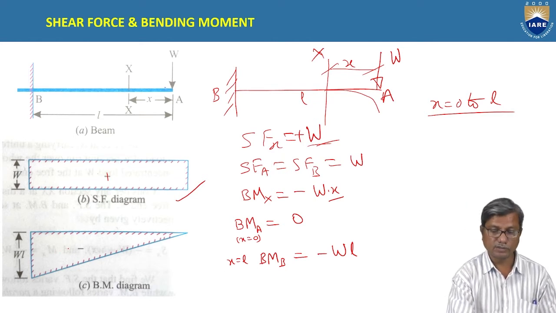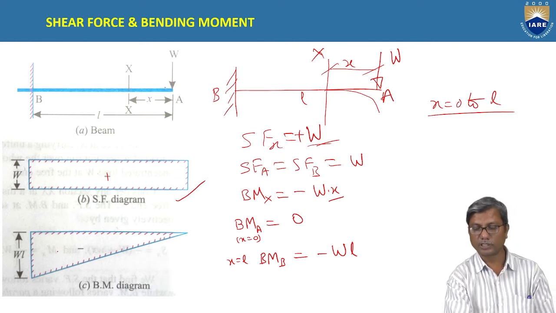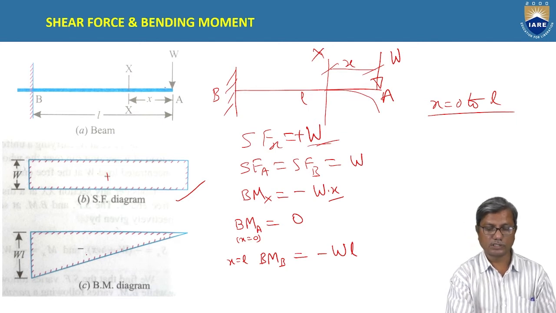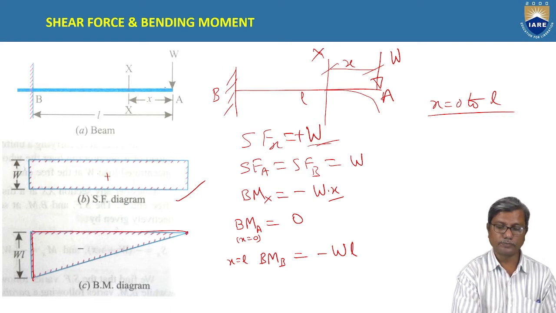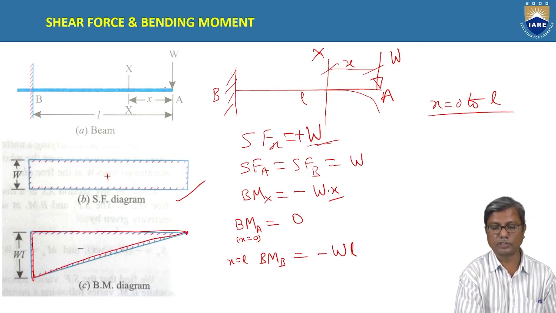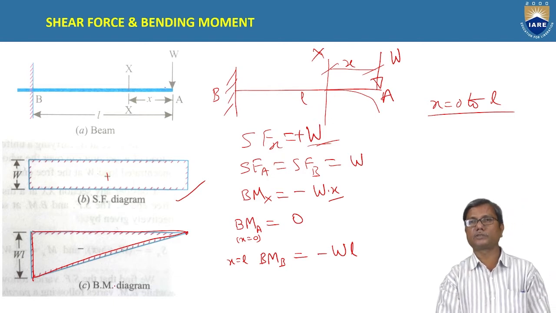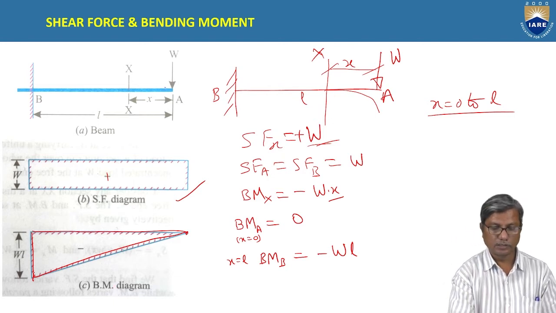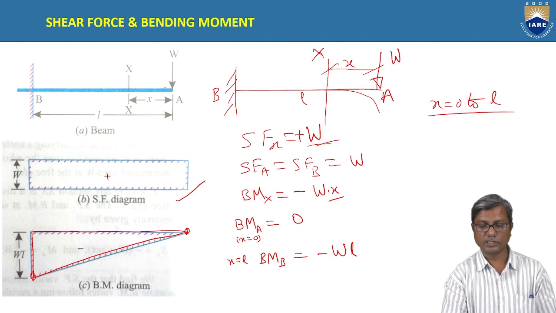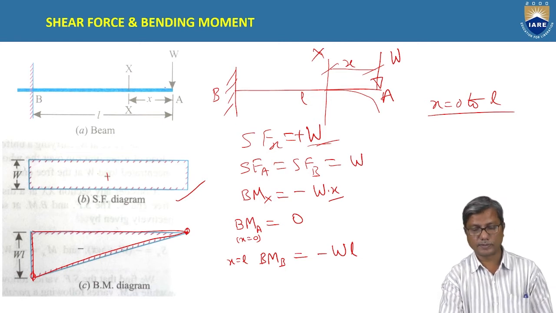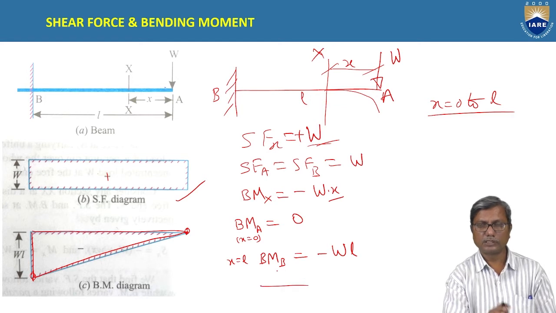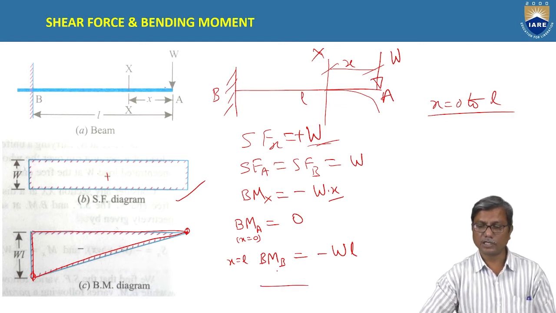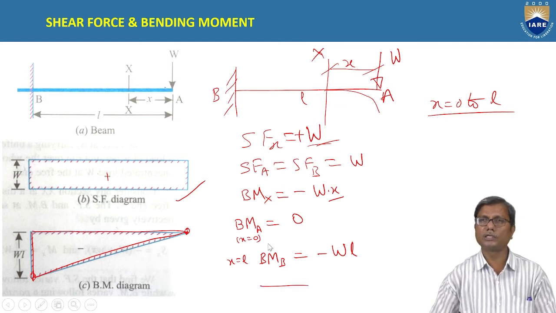But the bending moment convention is the same: hogging is negative, so here it is taken as negative. It is 0 at A and WL at B. So you join the points because it is a straight line, linear variation. The ends are sufficient to draw the line. This is the simplest case of a cantilever, a point load acting at the free end.